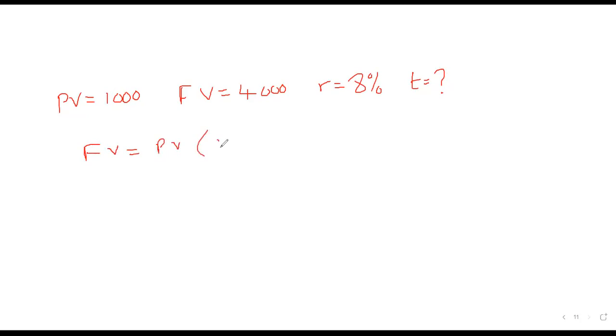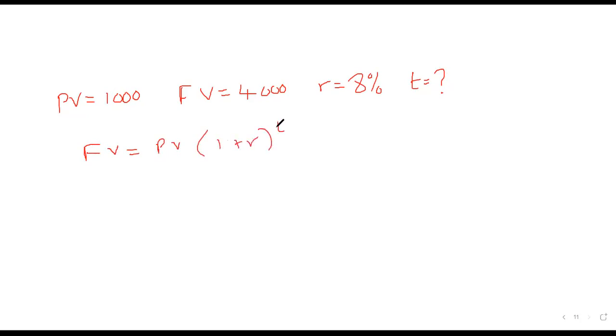Then an examiner will also ask you, how long will 1,000 kwacha take to grow to a future value of 4,000 kwacha at an interest rate of 8%? What are they asking for? Time. So future value should be equal to present value times 1 plus r to the power time.